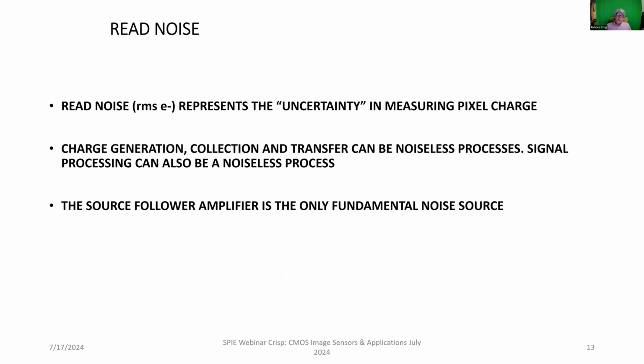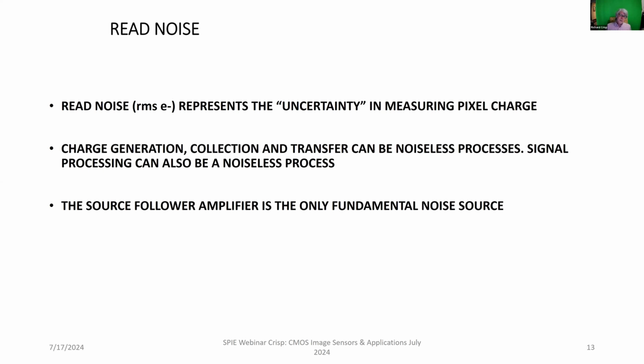So read noise is another important noise that we deal with in electronic images, and it really represents the uncertainty in measuring the pixel charge. And so if you had no light at all shining on the image sensor and you just read it out, the noise in that image frame would be the read noise. And interestingly enough, the generation of the charge, the collection of it, the transfer can actually be noiseless processes.